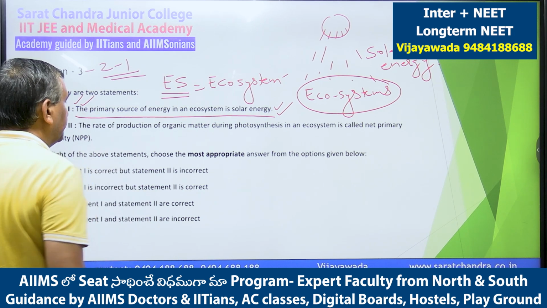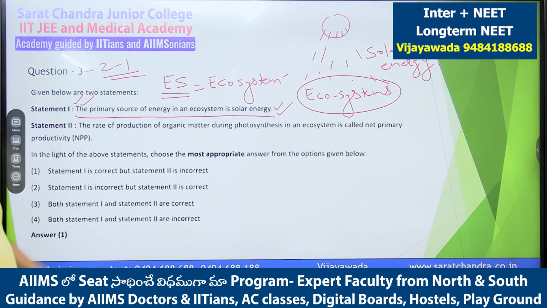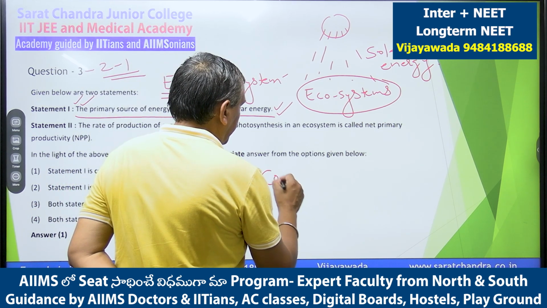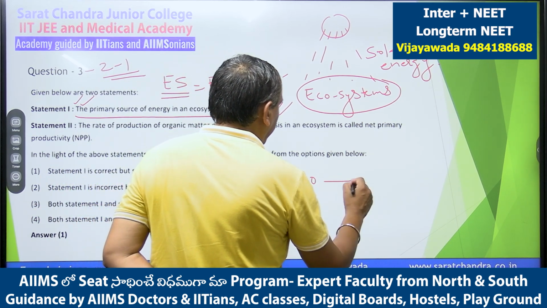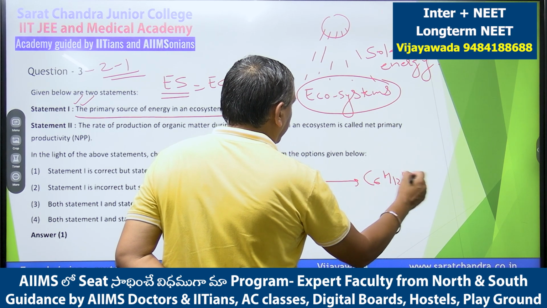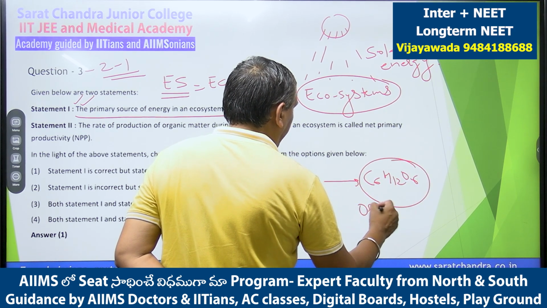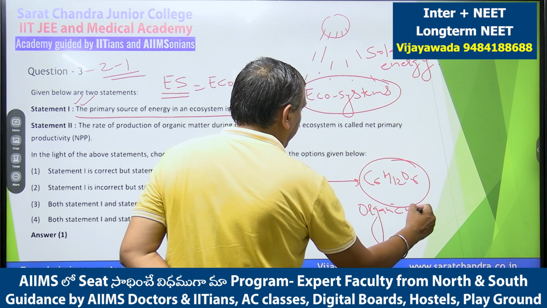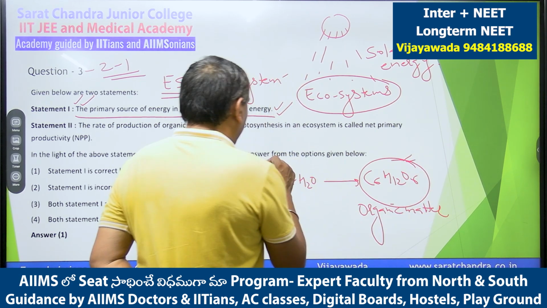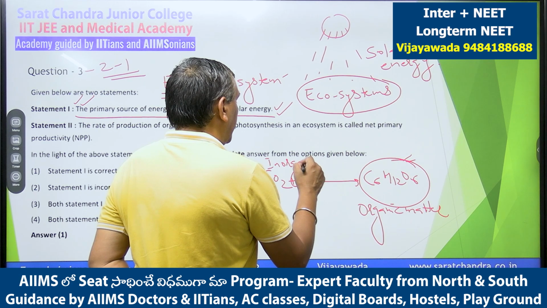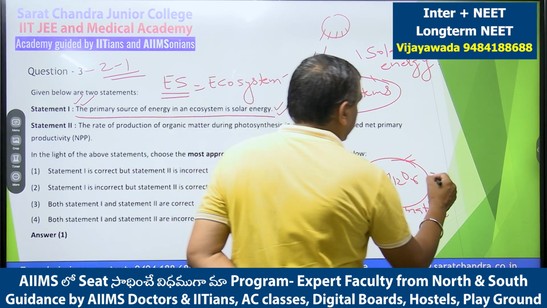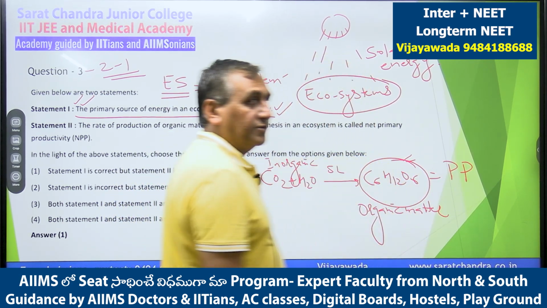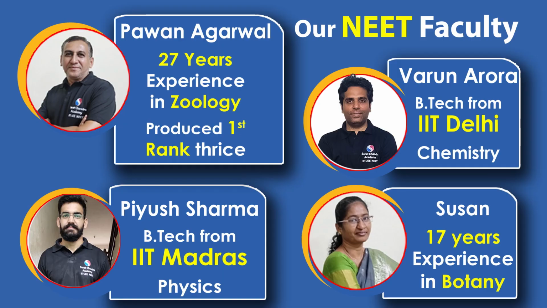So the first is correct. In photosynthesis, CO2 and H2O combine to form C6H12O6. This matter is known as the organic matter. Synthesis of organic matter from inorganic matter in the presence of sunlight, that is solar energy, is known as the primary productivity.